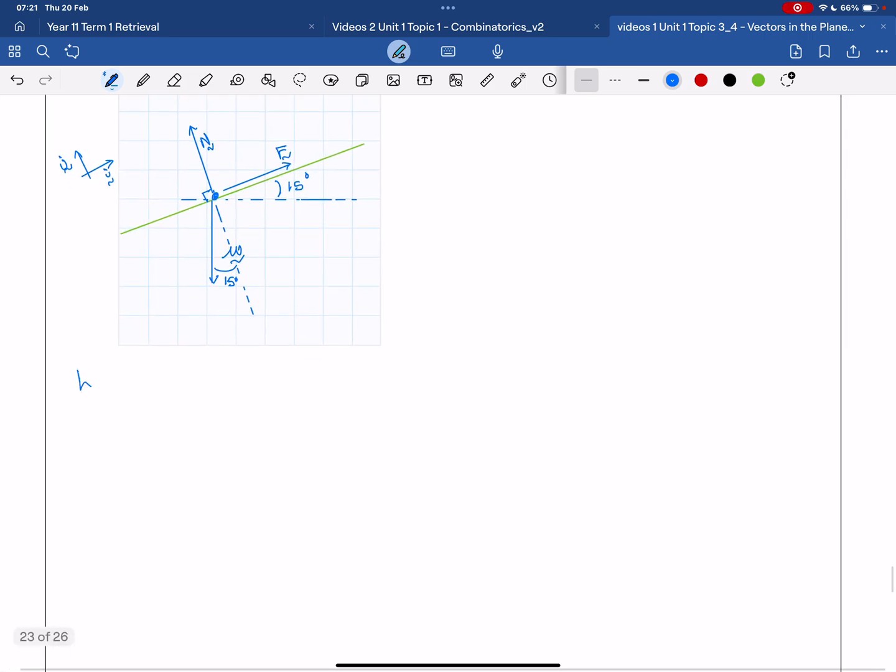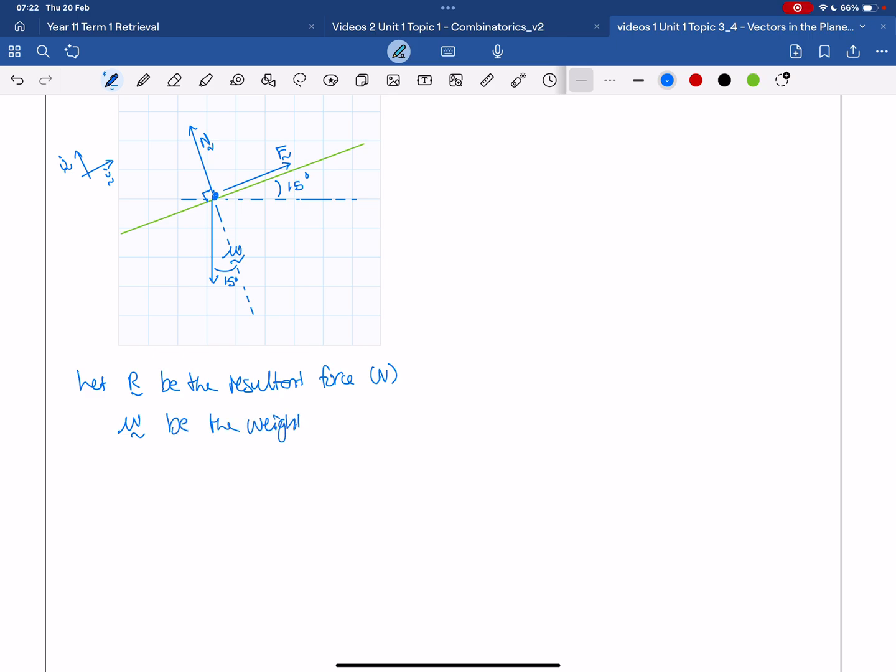Okay, so let R be the resultant force in newtons. We're going to let W be the weight force in newtons. We're going to let N be the normal force, and let F be the braking force. Okay, I've defined all my variables.